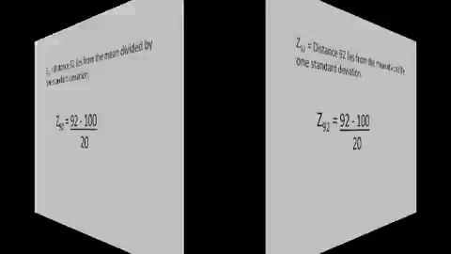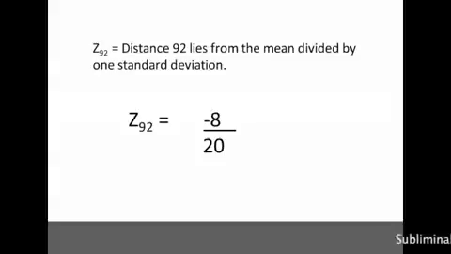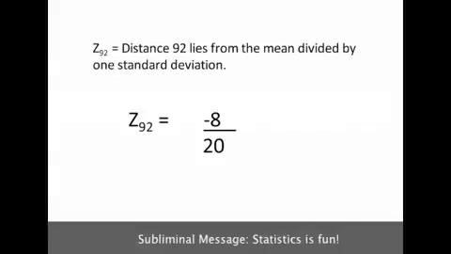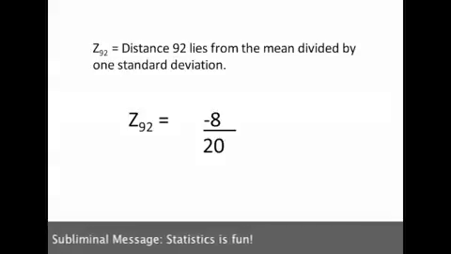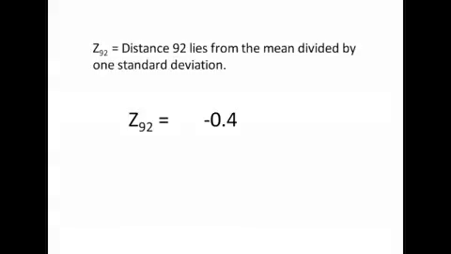Here we go. As we plug in our values, our z for 92 is 92 minus the mean divided by the standard deviation. 92 minus 100 over 20. 92 minus 100 is negative 8. Now, bear with me. 92 minus 100 is negative 8. So we now know that the z of 92 is equal to negative 8 divided by 20. The z-score for 92 is negative 0.4.